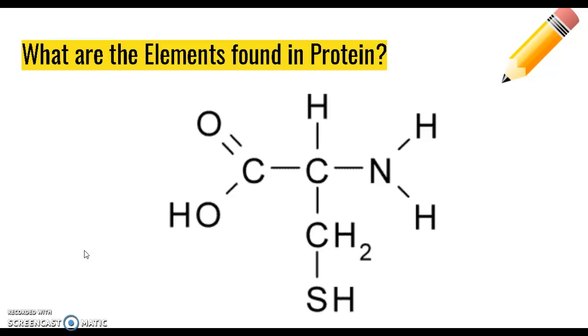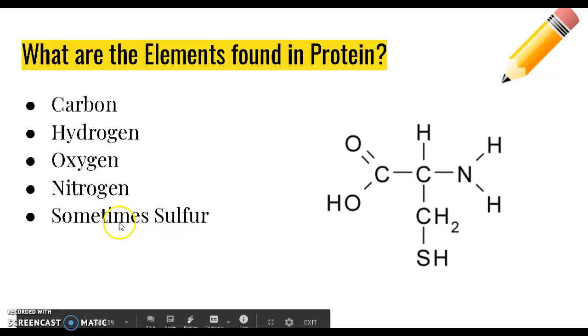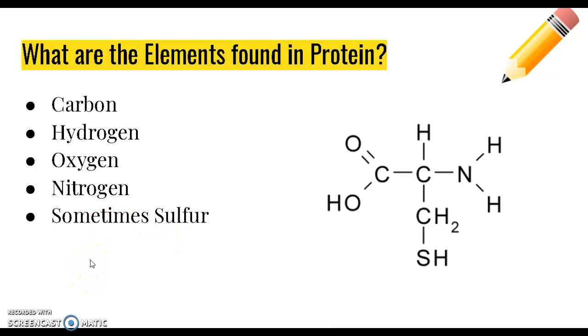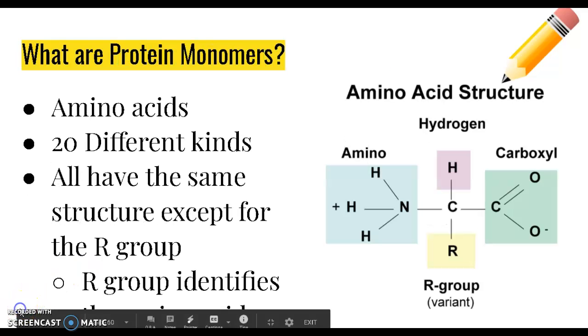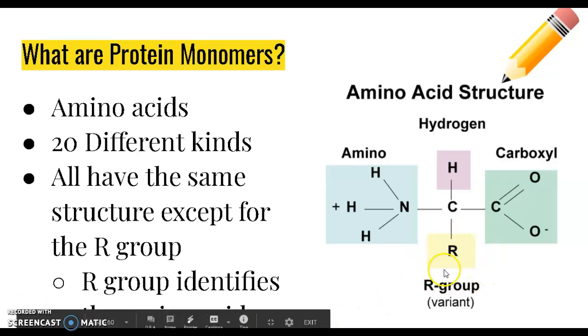What elements do you see in this protein molecule? So in protein, we have carbon, hydrogen, oxygen, nitrogen, and sometimes sulfur. So we've seen all of these different molecules with all of the CHNOPS elements. Protein monomers are called amino acids, and you have 20 different kinds. All are the same except for this group here called the R group. And the R group identifies the amino acid.